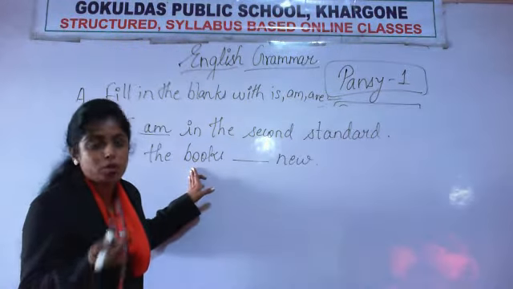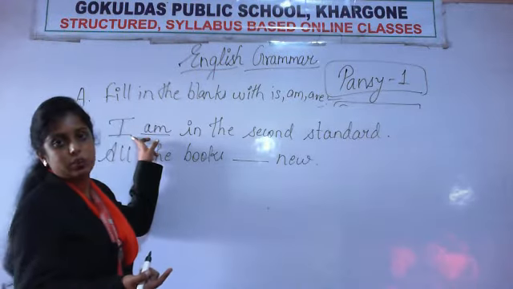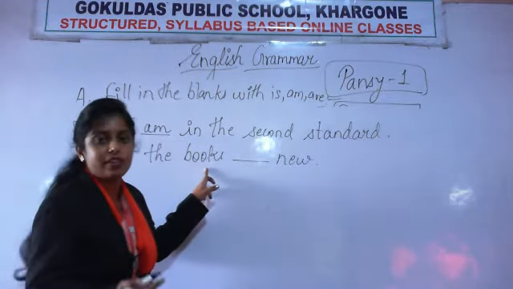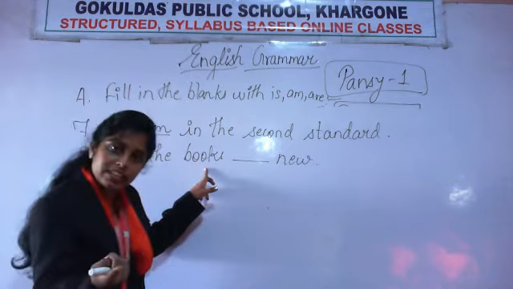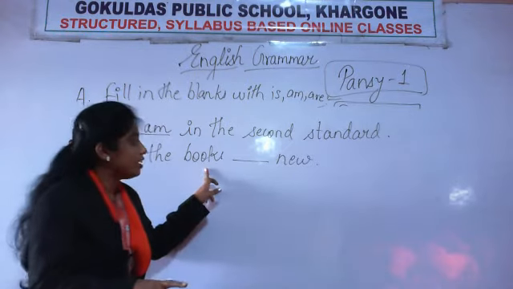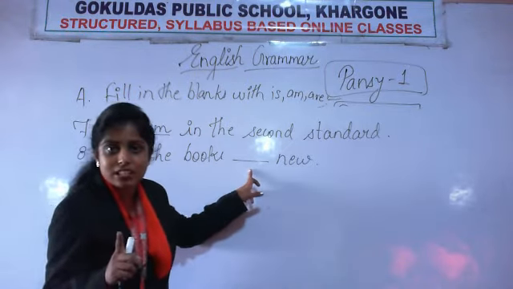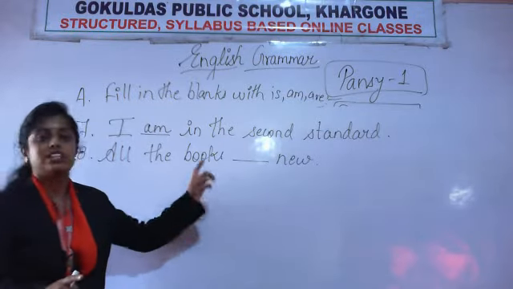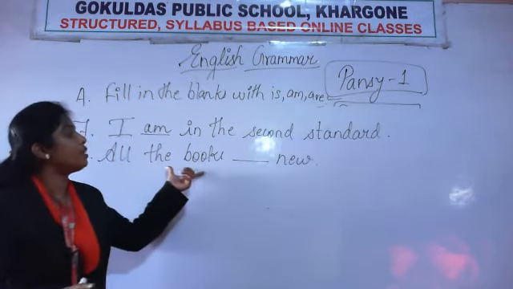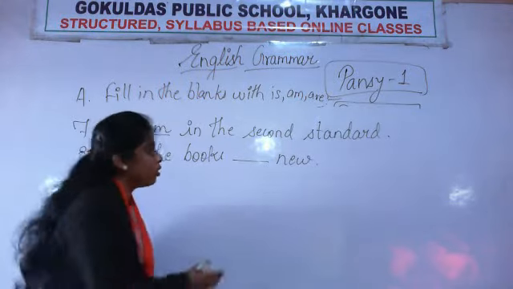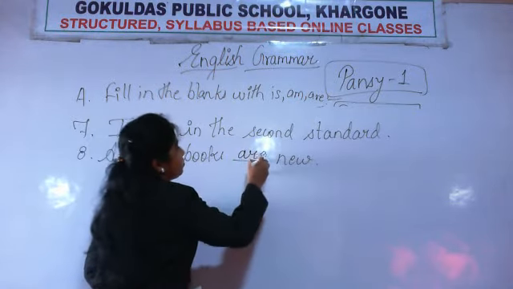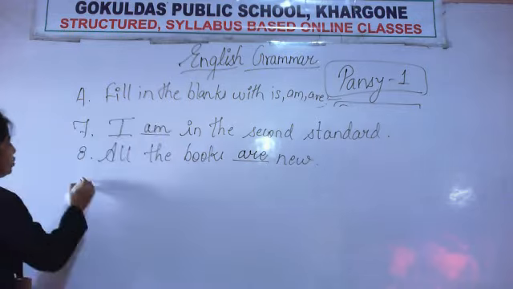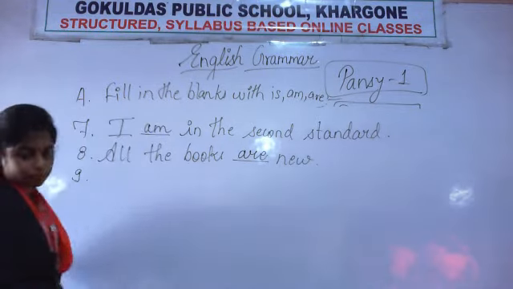"Am" तो नहीं आएगा because "am" आता है I के साथ only. All the books. We have 2 options remaining, "is" or "are". "Is" we use with a singular subject. Here our subject is not singular. Our subject here is plural. So all the books are new. Alright. All the books are new.